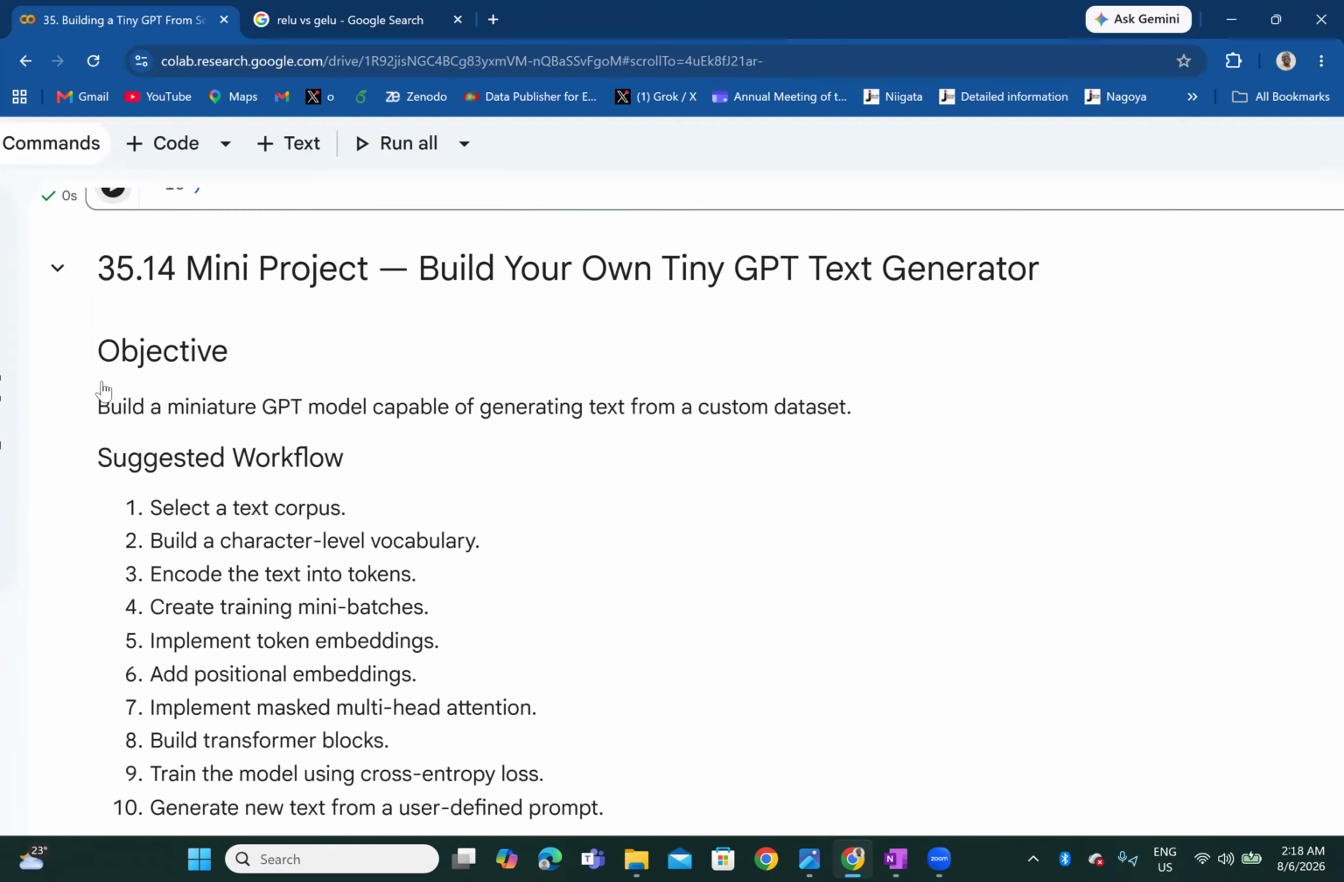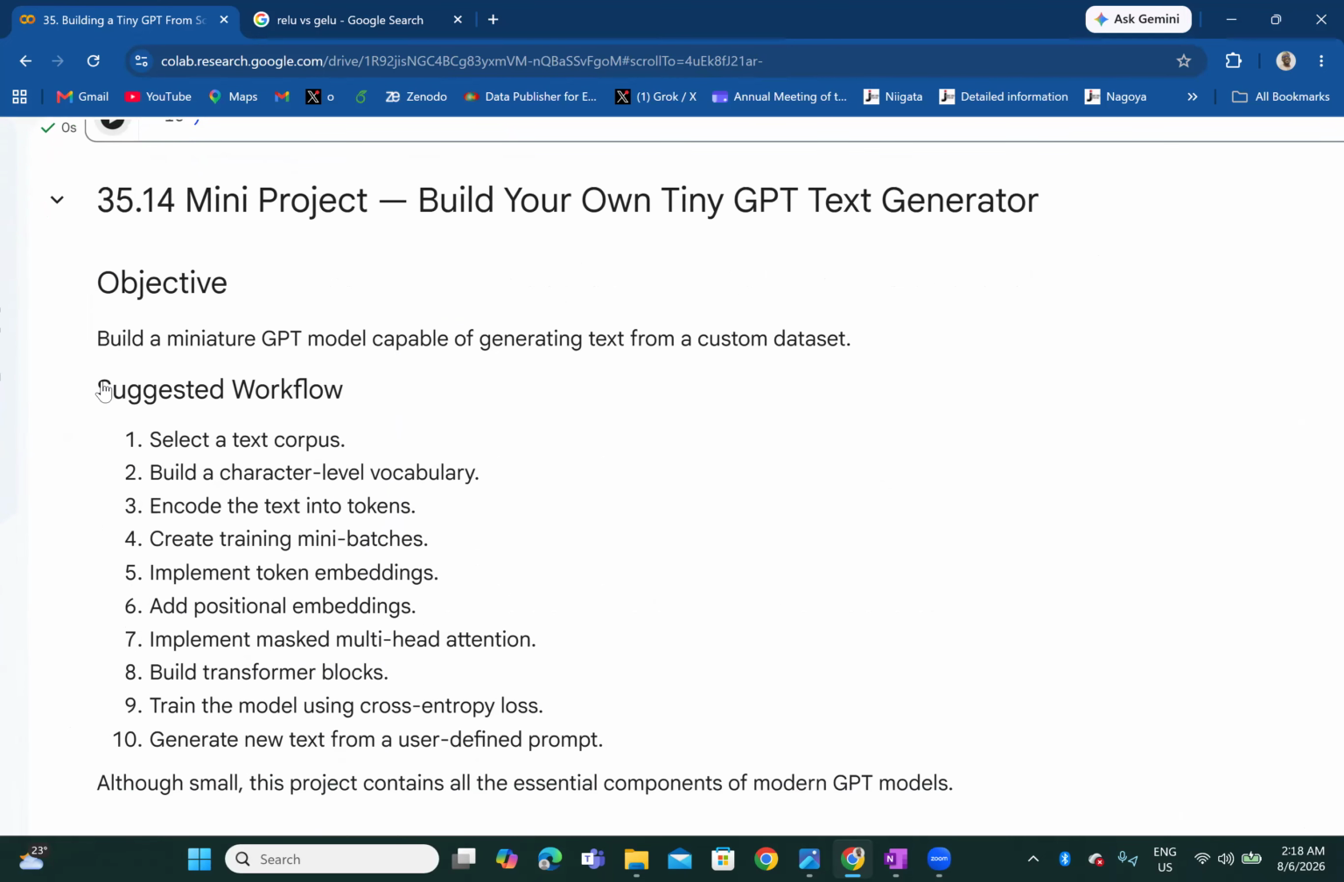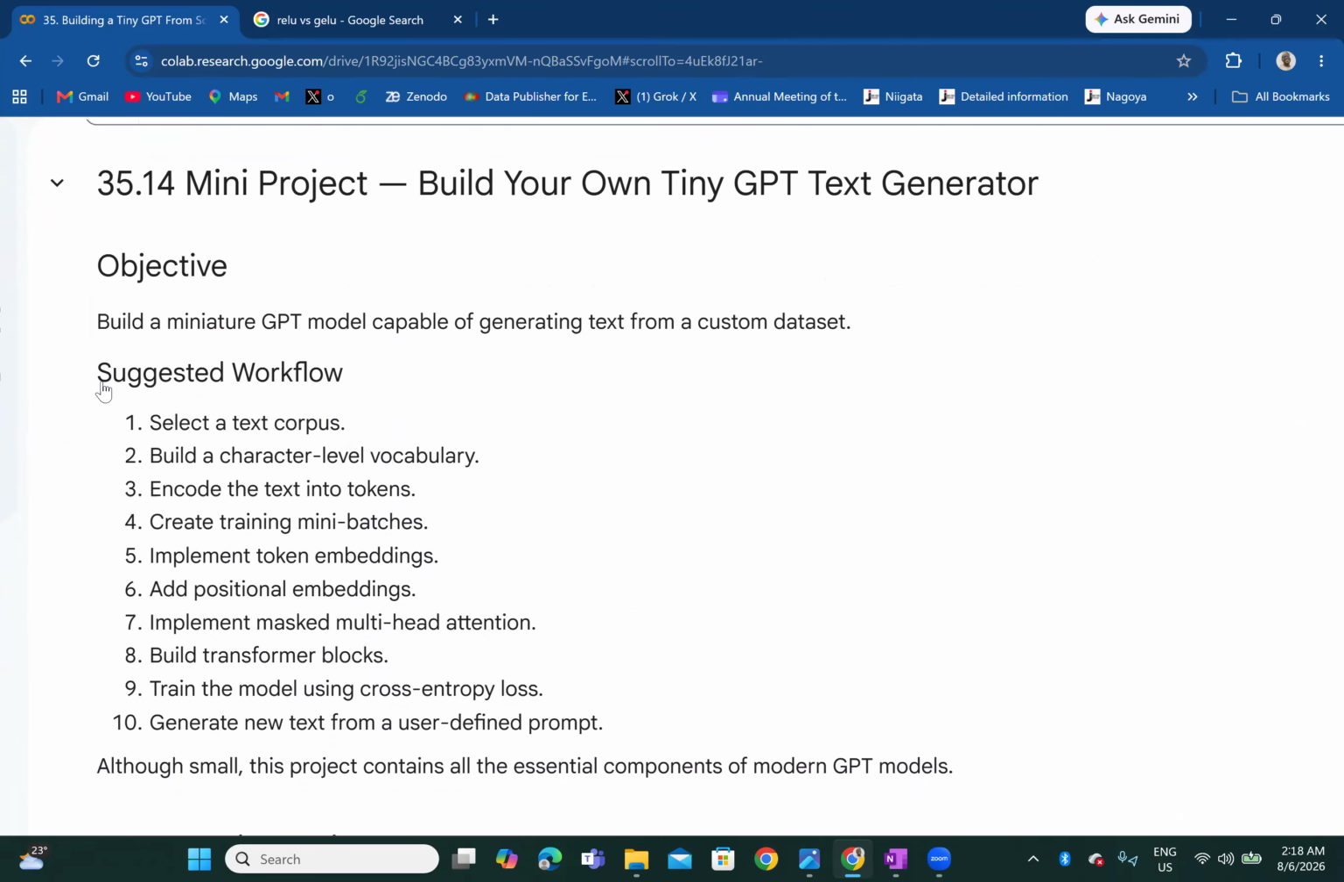So we can have a mini project. You can then build your own Tiny GPT text generation. So you follow the same steps. Build a miniature GPT model capable of generating text from a custom data set. So you have the suggested workflow: select a text corpus, build a character level vocabulary, encode the text into tokens, and create training mini batches.